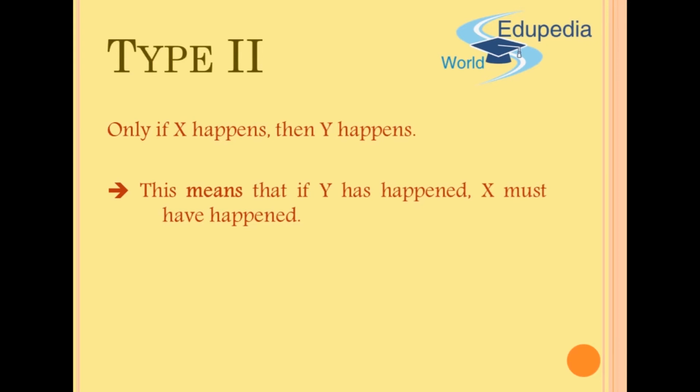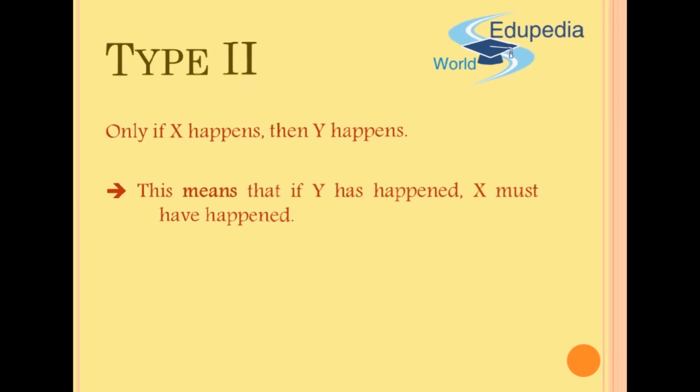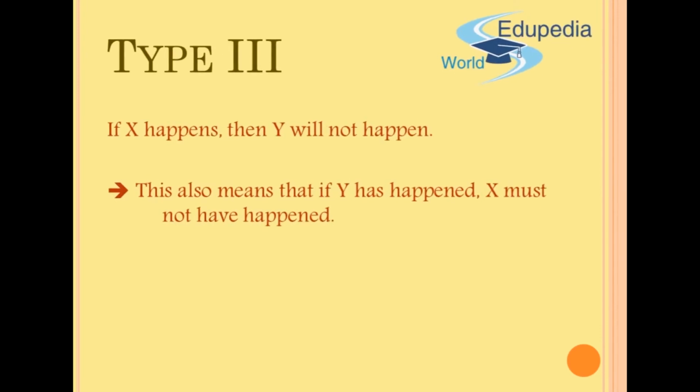These two logical flows are clear to you. Let's move ahead to the third type of logical flow. This says that if X happens, then Y will not happen. If X happens, then Y will not happen.